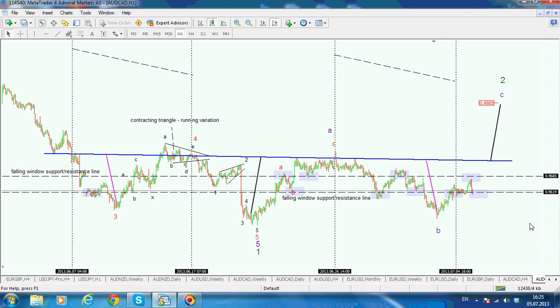Now this is a 1 hour chart, so you should treat it accordingly, but nevertheless this is a nice setup for a possible ABC to the upside.